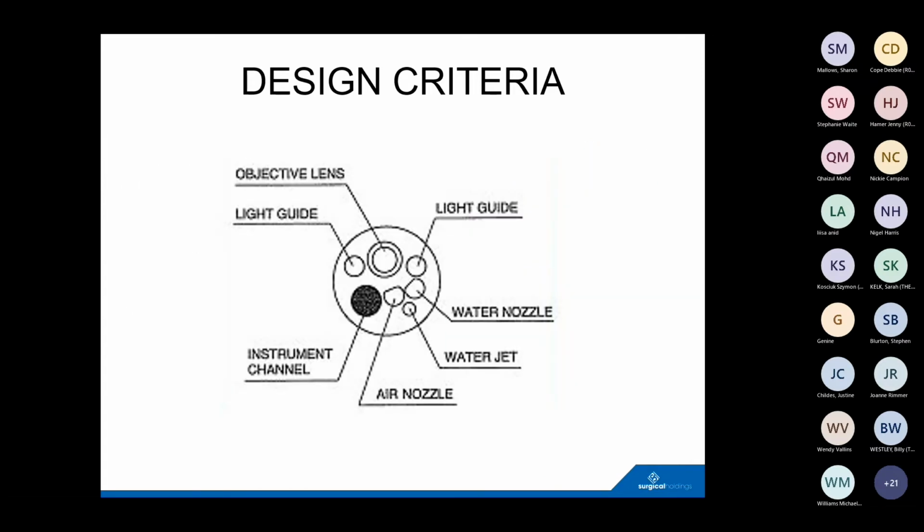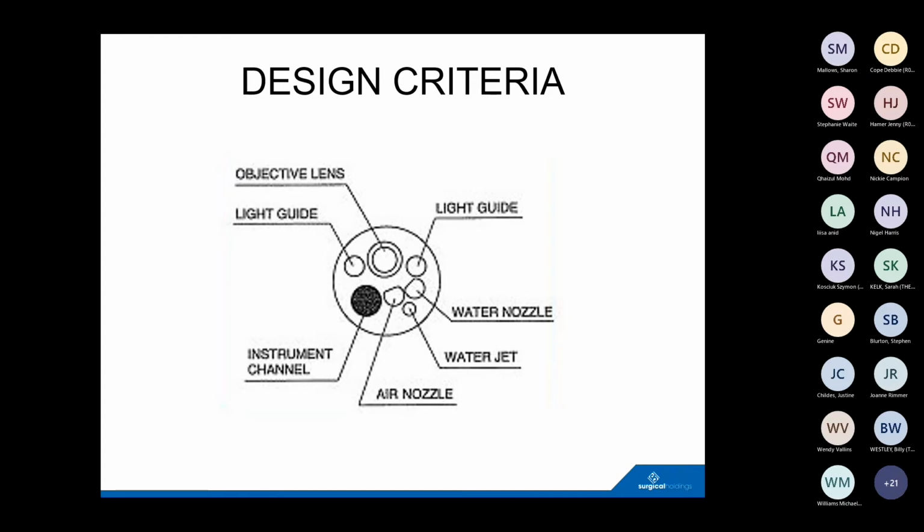Putting that in context, if we imagine a simple one, this is looking at the distal tip face on, and you can see the fundamental balance between therapy through an instrument channel and diagnosis through the optical system. So how big do you want that, and how big do you want that? You also have light guides, you also have water and air, and a water jet to spray the lens, but that's the fundamental compromise between the two areas: how much therapy do you want to do, and how good do you want the optical system to be.